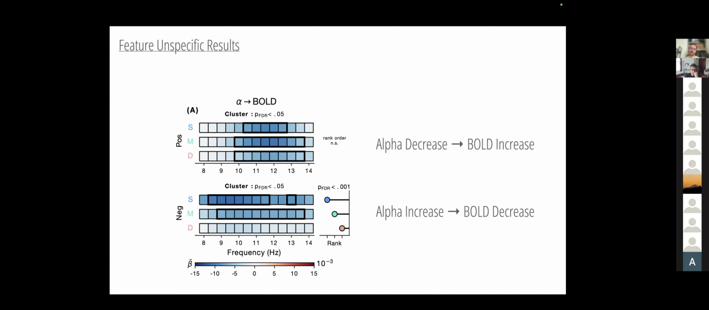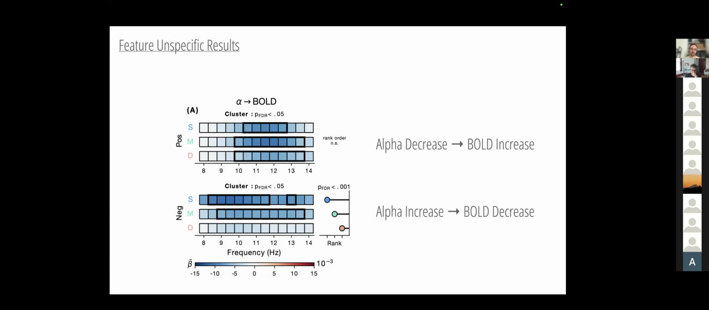So this would be the results for our feature-unspecific analysis. The top is all positive responses to any stimulus, and the bottom would be a negative BOLD as a response to any stimulus. So we have those two voxel subselections, and we enter them into a model with the EEG regressors built also from any stimulus. And what we can see here is that alpha and the BOLD response are inversely related. So basically, if alpha goes down, BOLD goes up, and if alpha goes up, BOLD goes down.